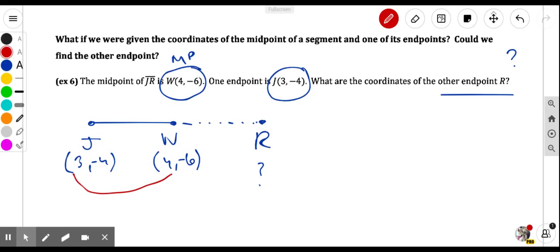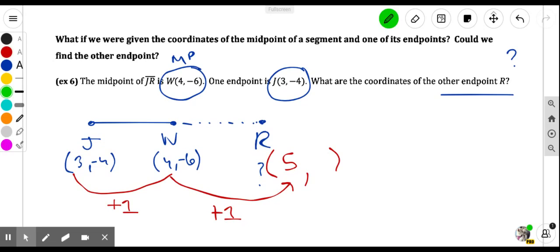So from 3 to 4, you want to think about like, how did I get from 3 to 4? Did I add? Did I subtract? To get from 3 to 4, you would add 1, right? So that means over here for our R, to get from 4 to this X value, you're also going to add 1. So 4 plus 1 is 5. See how 4 is right in between 3 and 5?